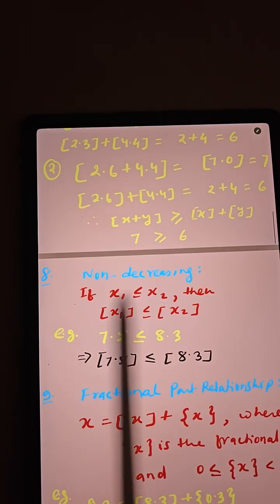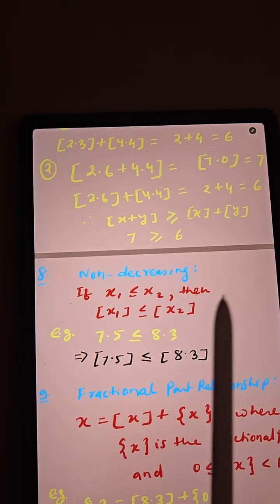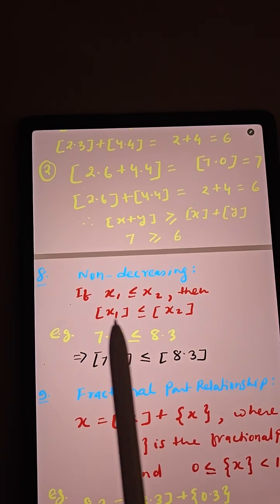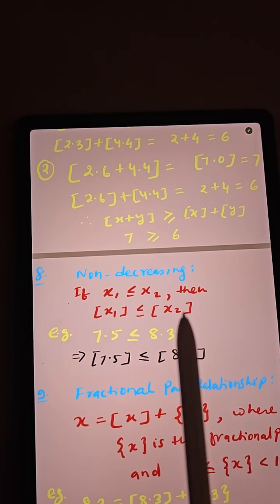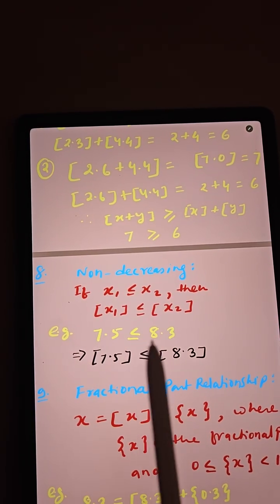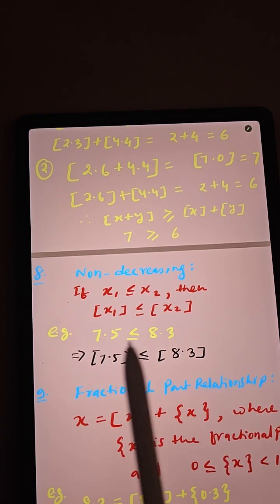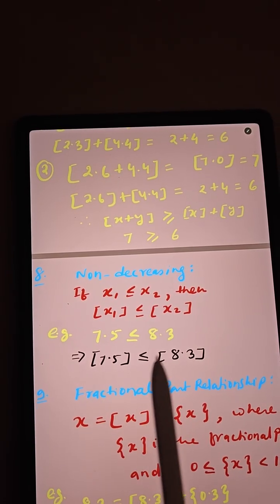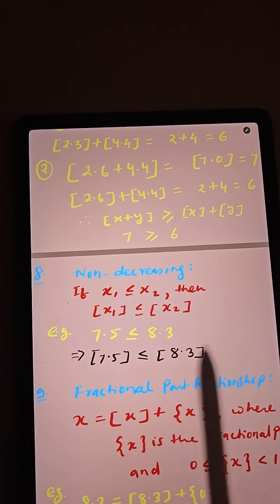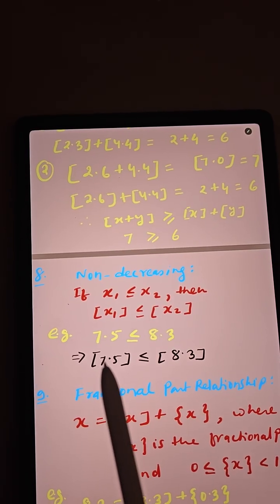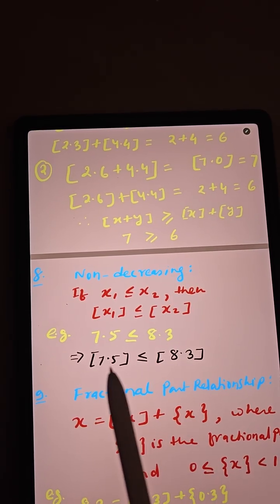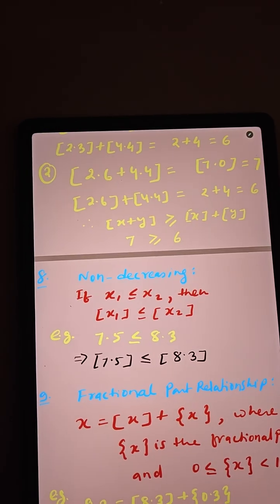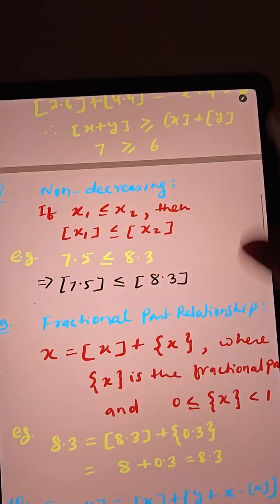Now come to the next property. Non-decreasing: if x1 is less than or equal to x2, then the greatest integer function of x1 will be less than or equal to the greatest integer function of x2. Very clear. Suppose 7.5 is less than or equal to 8.3. Then the greatest integer function of 7.5 is less than or equal to the greatest integer function of 8.3, because its value will be 7 and the other value is 8, so 7 is less than or equal to 8. True.